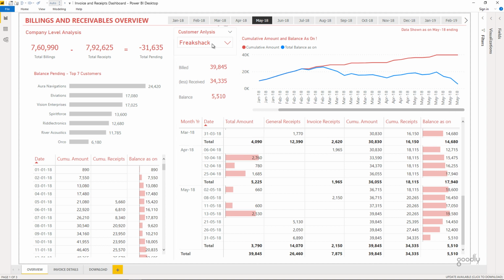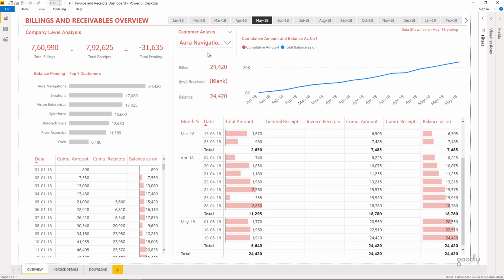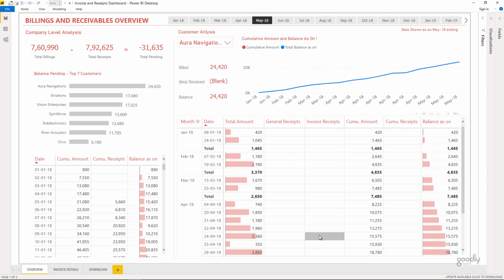Now, if you change this dashboard to a particular customer, any other customer, let's say for example, Aura Navigations right here, you can see that since the customer did not pay anything, the balance has been going up, which is not a very good thing. You might want to call this customer and ask for money, and that's it.